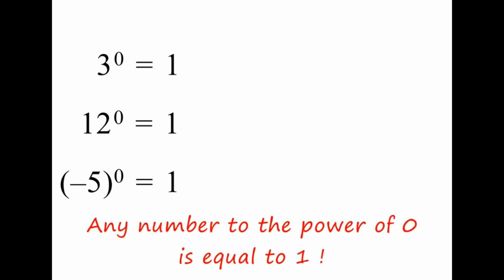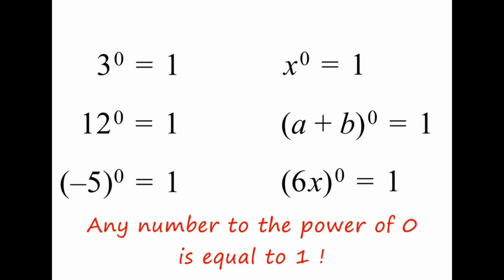In general, we can say that any number to the power of 0 is equal to 1. In other words, x to the power of 0, where x is any number, will be equal to 1. And a plus b all to the power of 0 will also be equal to 1. And 6x all to the power of 0 will be equal to 1. I hope you get the idea. Please note, in the highlighted examples, the whole bracket is the base of the power. Please pause to study this important information.